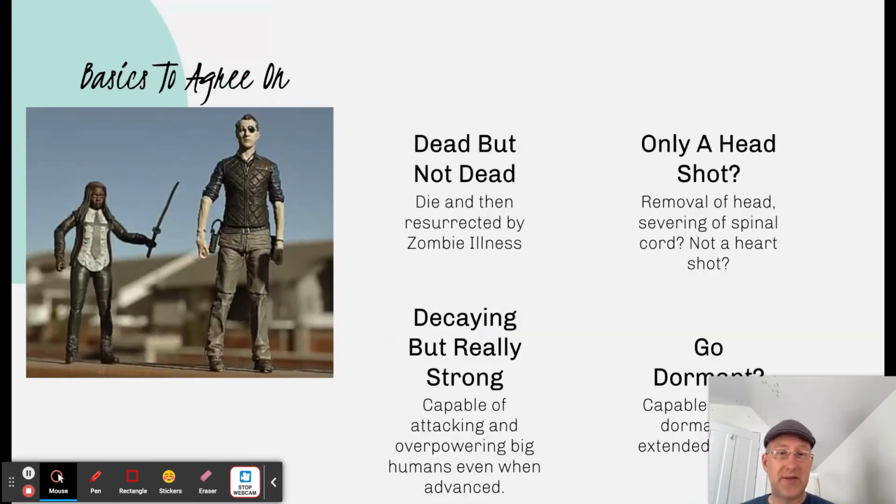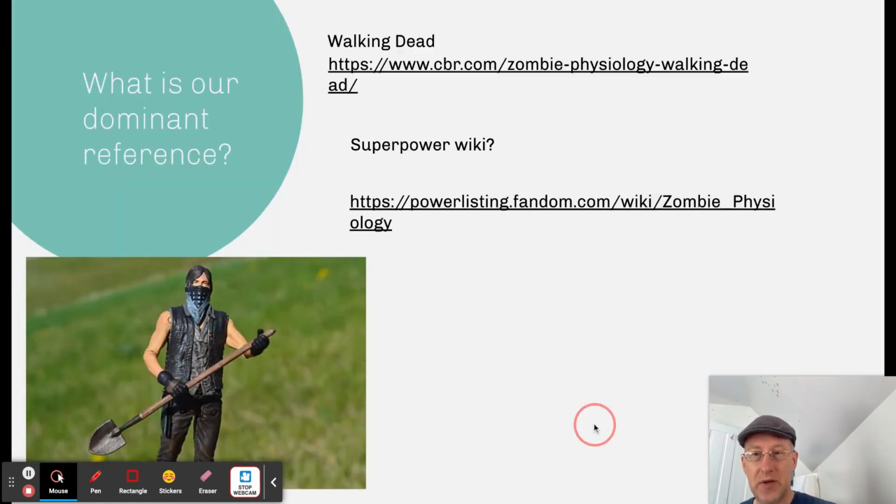So let's talk about some basics to agree on. This is Walking Dead, using that as a model. Dead but not dead: die and resurrected by zombie illness. Only a headshot can kill them. They're decaying but really, really strong. They go dormant. They're able to basically sit like spiders in a web for a long period of time. The zombies can come back.